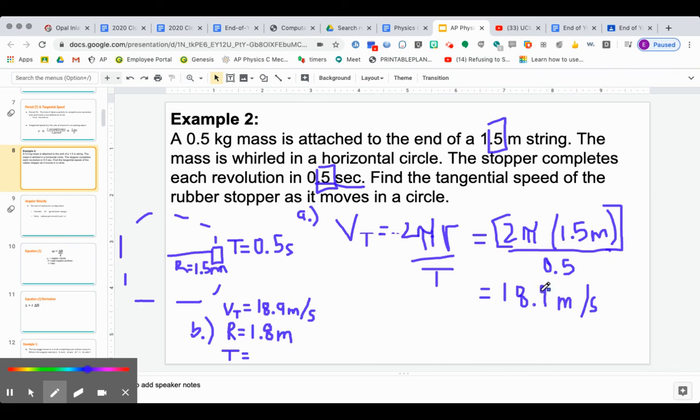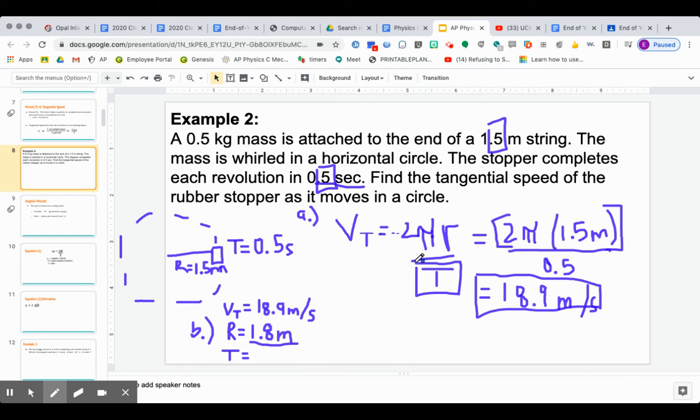Okay, so we know that the tangential velocity is a constant rate of 18.9 meters per second. Let's say that we increase the radius to 1.8 meters. So if the radius increases, the tangential velocity is the same. What do you expect to happen to the period? Okay, so hopefully we made a prediction. If not, we'll see in a second.